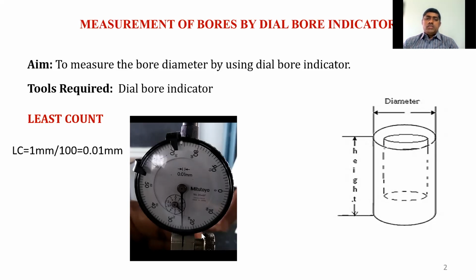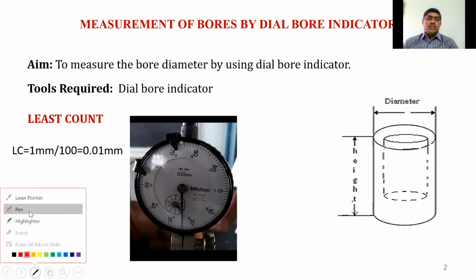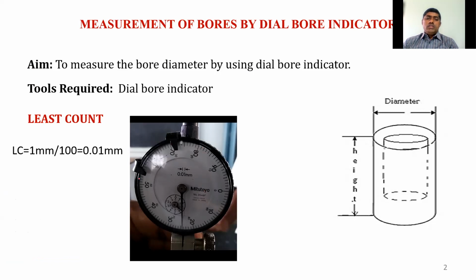So this is a part of the dial bore indicator. This is the dial indicator. We need to know what is the least count of this instrument. Here it is already written, it is 0.01 mm. If you see here, we have the two dials. One is the short pointer and there is a large pointer.